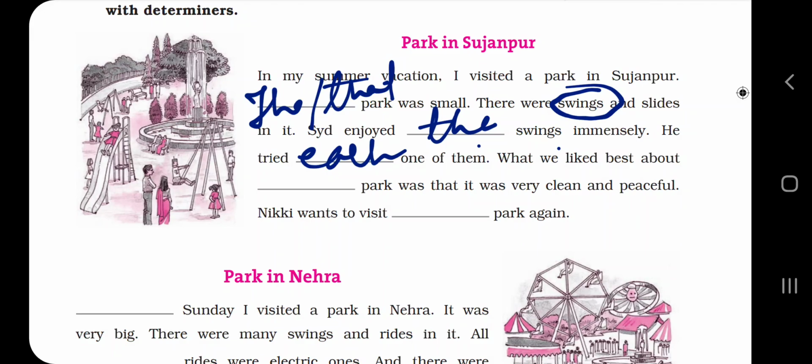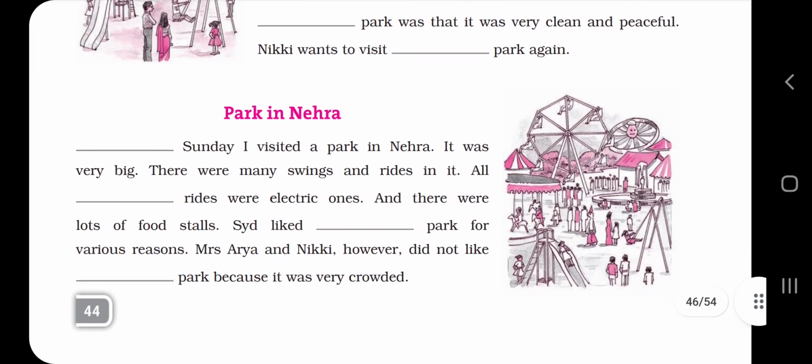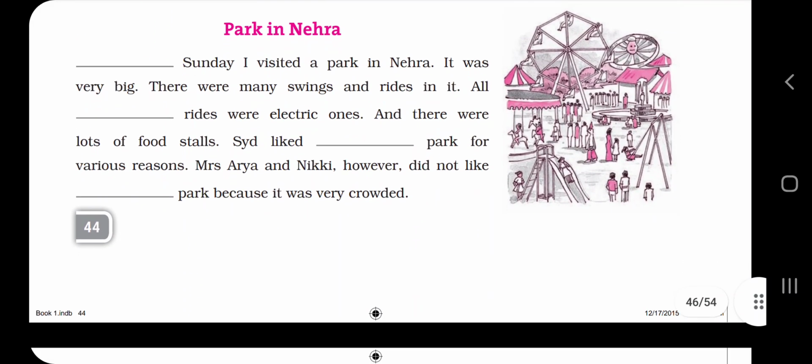What we liked best about the park, we are talking about a particular park, was that it was very clean and peaceful. Nikki wants to visit that park again, or the park again. Okay, this is done. So you can notice how these words are being used.